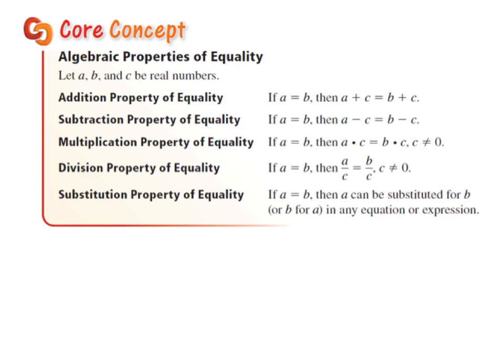So here are those properties just listed out for you. The addition property of equality basically says if you add the same thing to both sides, everything stays equal. Subtraction property of equality, if you subtract the same thing from both sides, everything remains equal, and so on down to the substitution property of equality, which basically means if you have your answer and you want to substitute it back in to make sure that it's correct, you can substitute a value back in and that would still hold true.